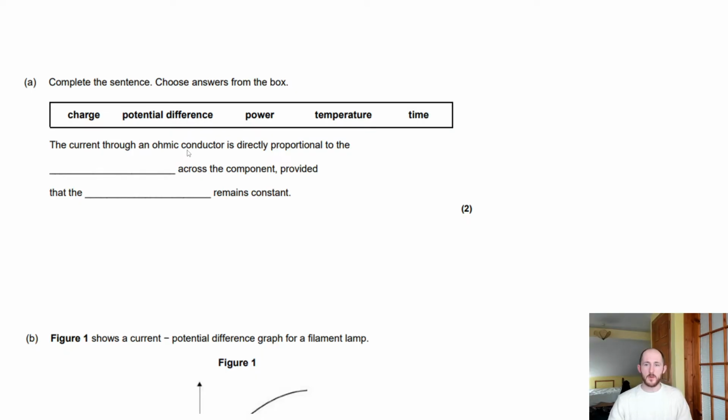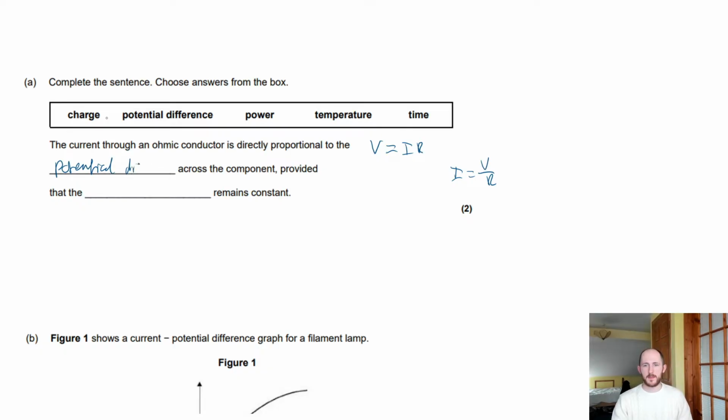The current through an ohmic conductor. An ohmic conductor is one that follows the relationship V equals IR, Ohm's law. The current is directly proportional to the what? Well, I is V over R, or you can just use this, but have a look at which side these are on. Well, it's proportional to the potential difference across the component.